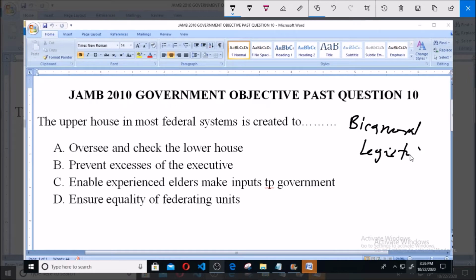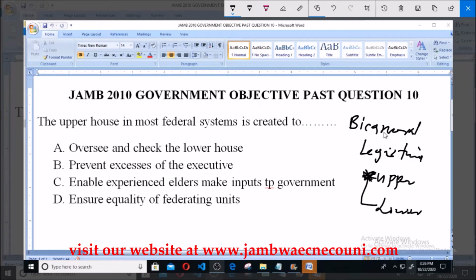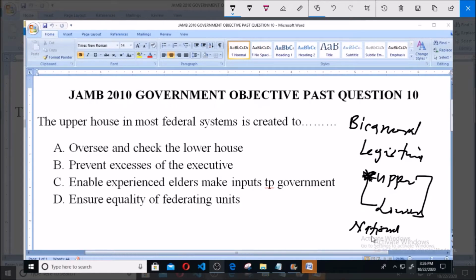That is, in a bicameral legislature there are two houses. We have the upper house and then we have the lower house. So what is the essence of this upper house? And of course, in Nigeria, both houses are called the National Assembly. The upper house is also known as the House of Senate in Nigeria, and the lower house is known as the House of Representatives.